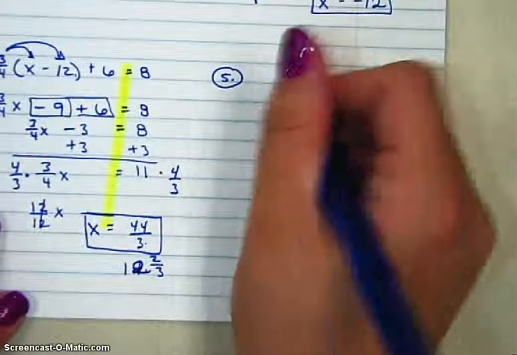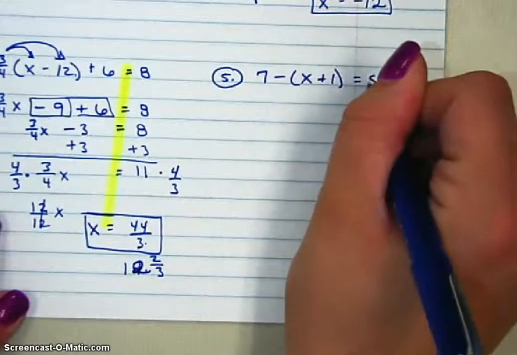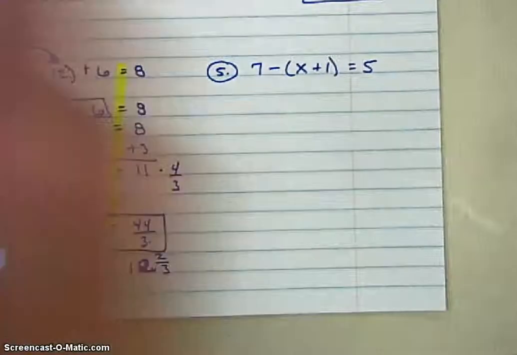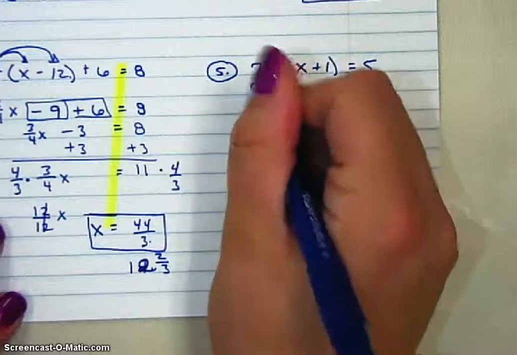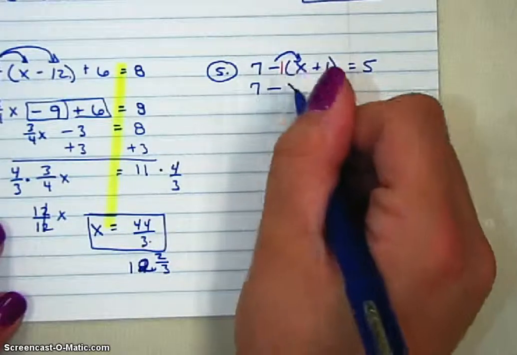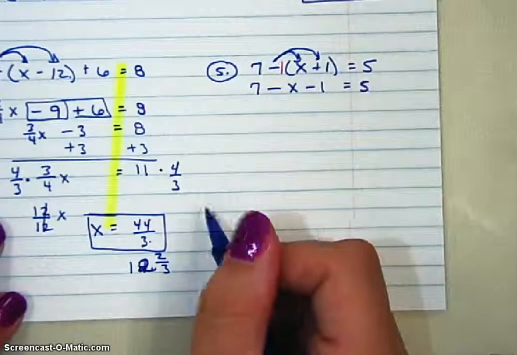All right, last one. All right, a problem like this. There is an understood 1 next to this parentheses. You do not distribute that 7. You distribute the -1. So that would be -x minus 1 equals 5.